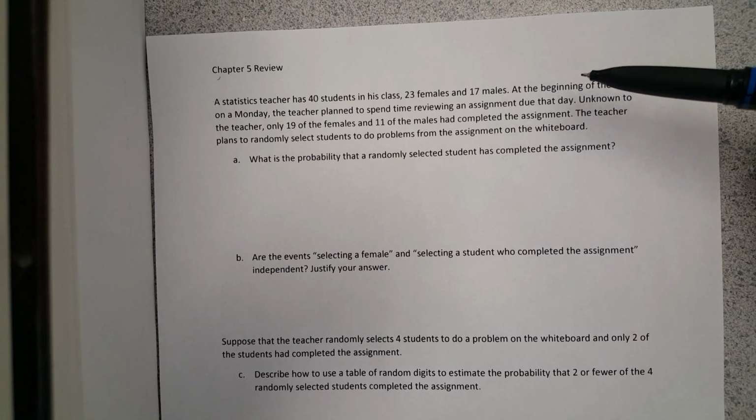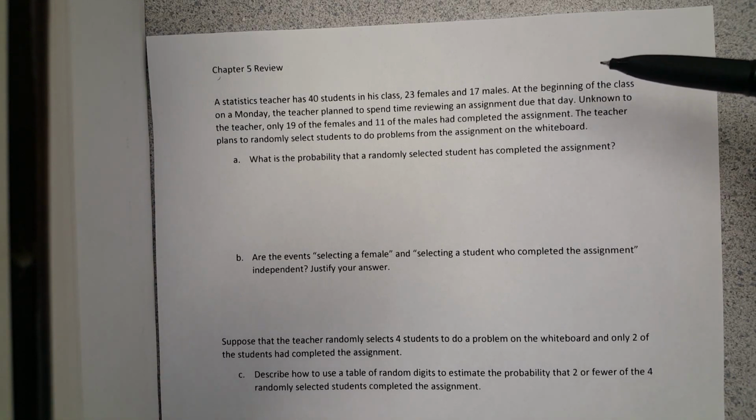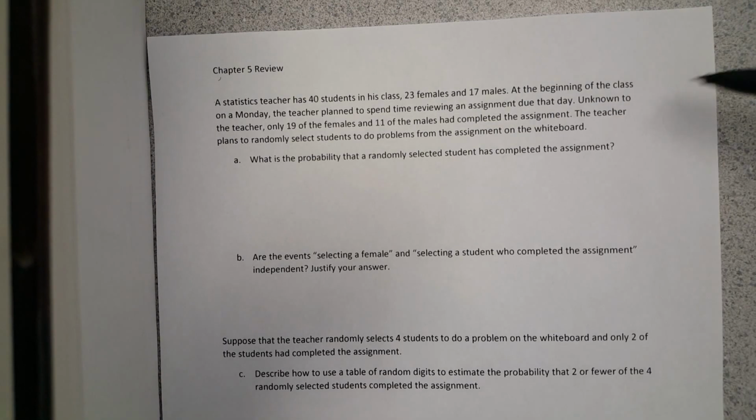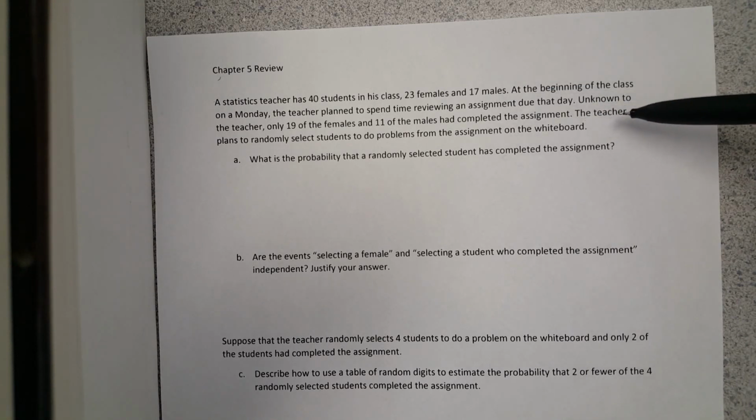At the beginning of the class on Monday, the teacher planned to spend time reviewing an assignment due that day. Unknown to the teacher, only 19 of the females and 11 of the males had completed the assignment. The teacher plans to randomly select students to do problems from the assignment on a whiteboard. So it says here, what is the probability that a randomly selected student has completed the assignment?